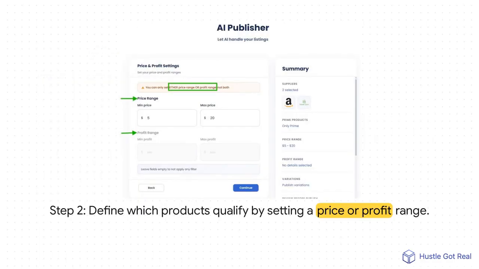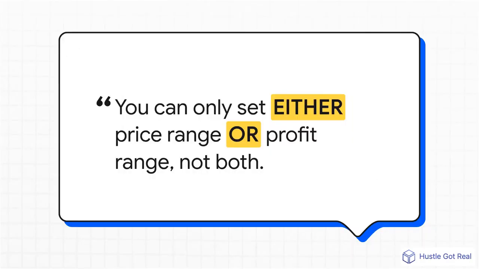Next up, let's talk money. This is where you tell the AI exactly what kind of products are actually worth your time. You can set a price range, say only publish items between $20 and $100, or you can define a specific profit range that you're aiming for. Okay, pay attention, because this is probably the most important rule in this whole process. You can set either a price range or a profit range. You cannot set both. The system will even warn you. Just pick one lane and stick to it.